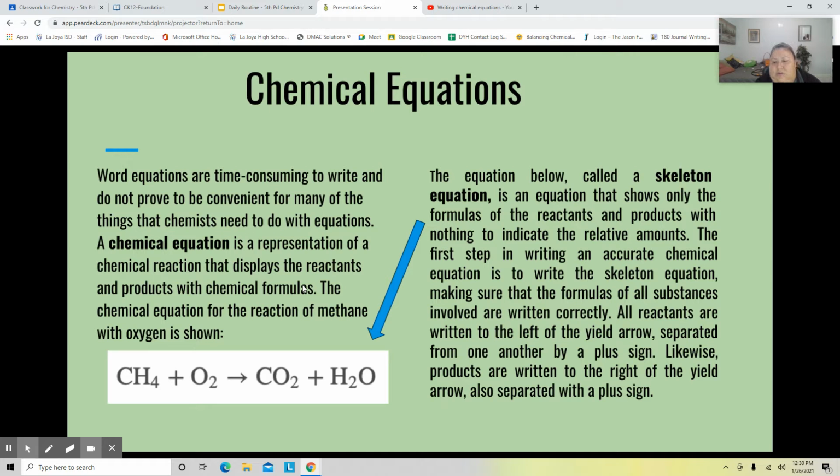All reactants are written to the left of the yield arrow, separated from one another by a plus sign. Likewise, products are written on the right side of the yield sign, and they are also separated by using a plus sign.